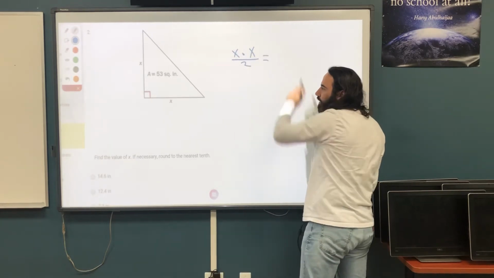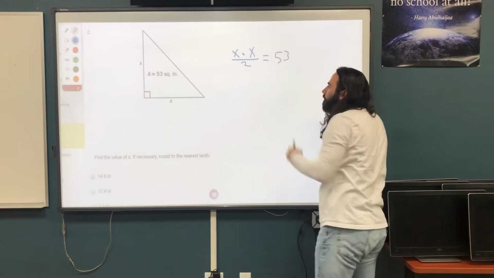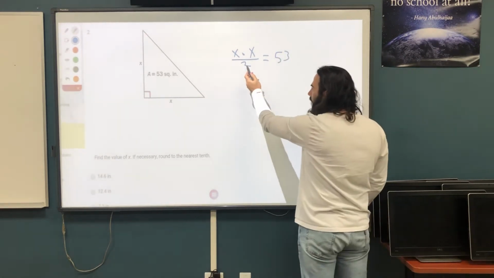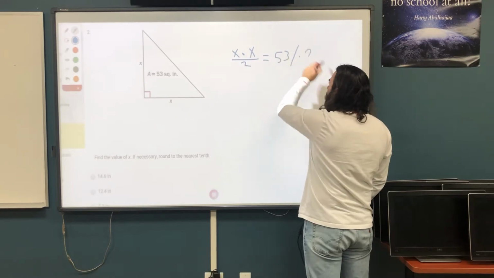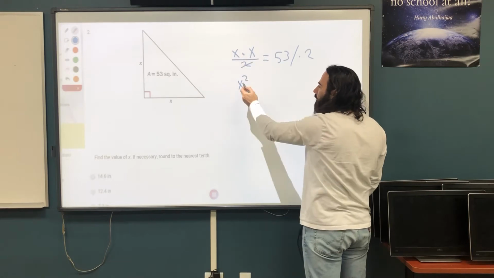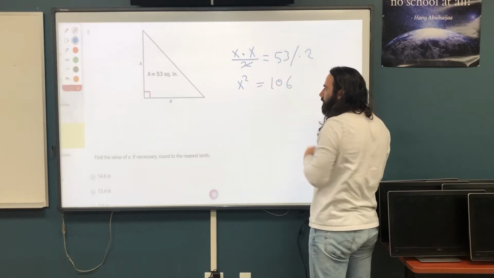It equals the area. Now we know what the area is. It's 53. So we put 53. And we need to solve this equation. The same thing. So first we need to cancel the 2. So we multiply times 2. So the 2 cancels out. I'm left with x squared because x times x is x squared. And 53 times 2 is 106.